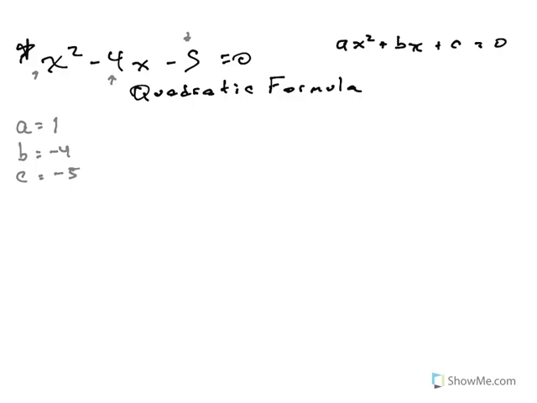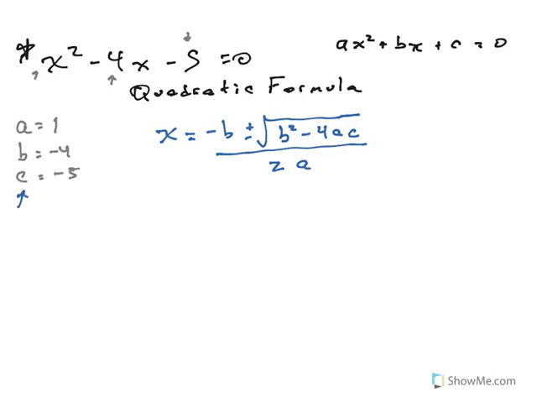Once you have your a, b, and c, now you use the quadratic formula, which says the answer to your question, x, is equal to minus b plus or minus the square root of b squared minus 4 times a times c, all divided by 2a, where a, b, and c are these numbers you found over here.